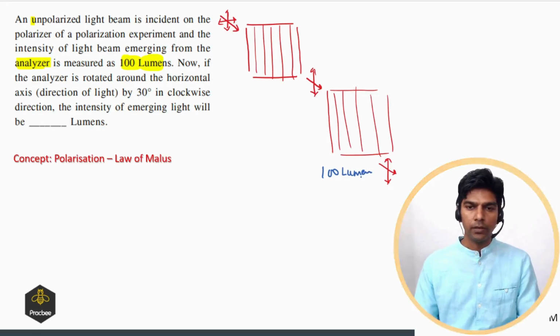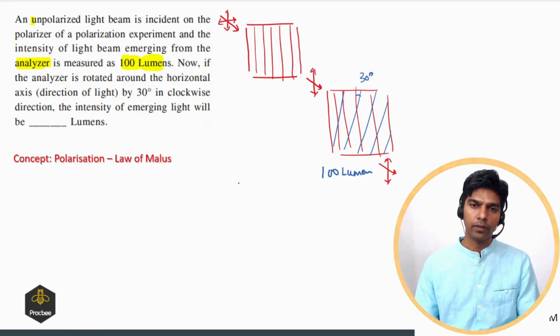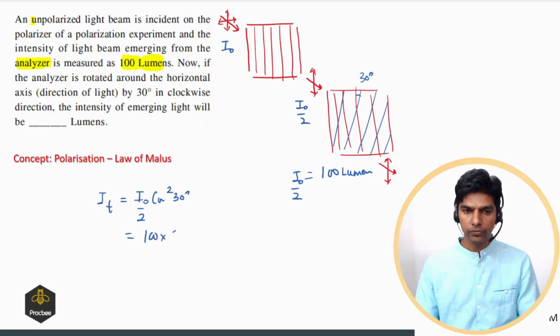Now what we have done is we have rotated the pass axis of the analyzer by 30 degrees. Now this angle is 30 degrees. And we have to find the new intensity. So if this is I naught, this will be I naught by 2, and this is also I naught by 2. So we can say I naught by 2 is 100 lumen. Now if we rotate this, the transmitted intensity will become I naught by 2 cos square 30 degrees, and I naught by 2 is 100 lumen, and cos 30 is root 3 by 2, so that will be 3 by 4.